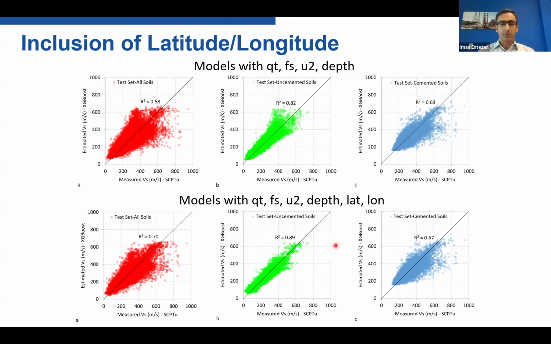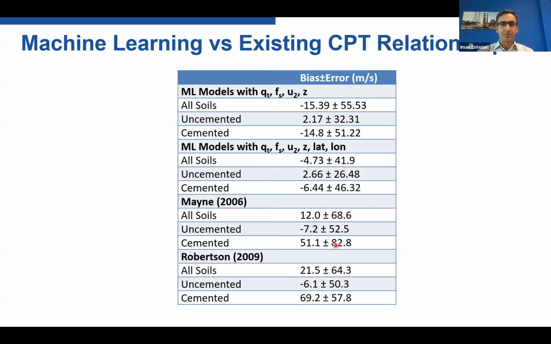So these are some of the research things that we've been trying to explore and see what happens. Then this is the overall performance of the models, with just the basic CPTu models, with latitude and longitude, and then those 2 widely used models. So obviously, one question here is, how do we know if we are in uncemented or cemented soils?